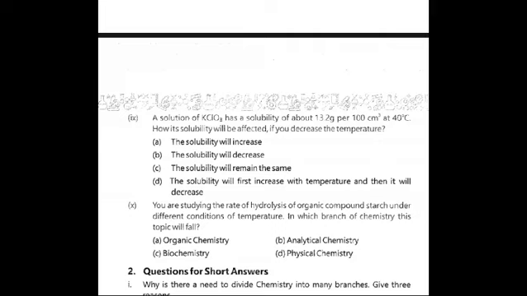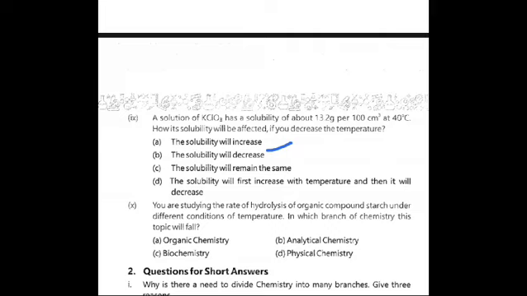Then MCQ number 9 is: a solution of KClO3 has a solubility of about 13.2 gram per 100 centimeter cube at 40 degrees Celsius. How is solubility affected if you decrease the temperature? Option A is solubility will increase, B is solubility will decrease, C is solubility will remain the same, and D is solubility will first increase and then decrease. The correct option is B, the solubility will decrease.